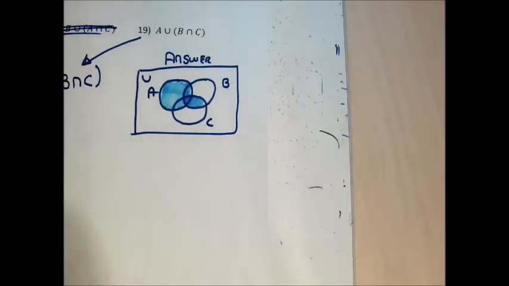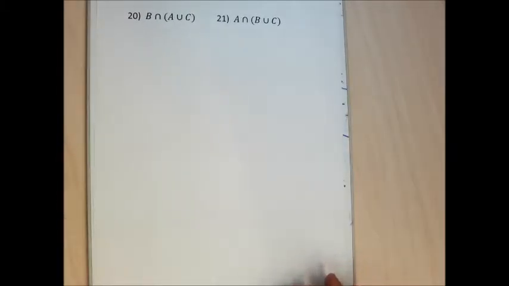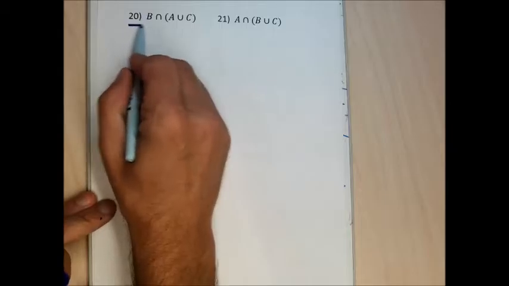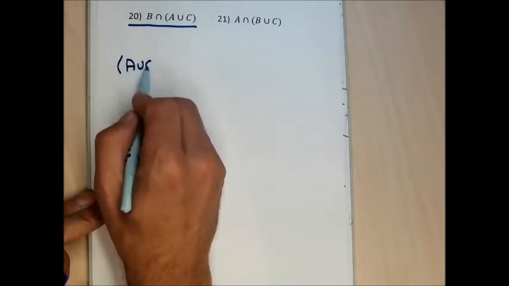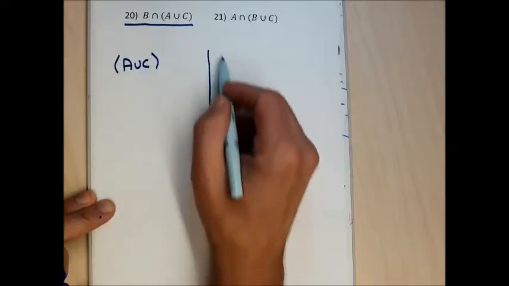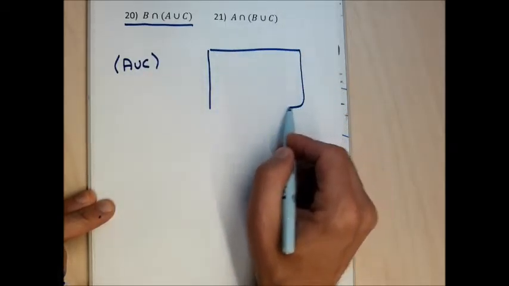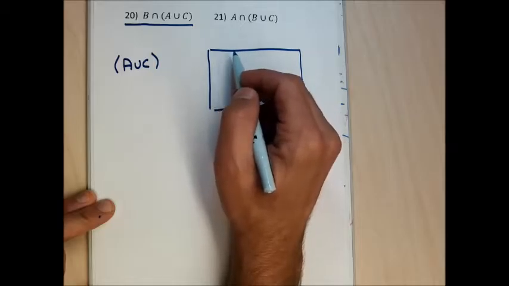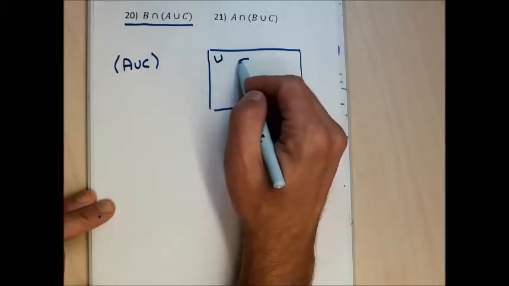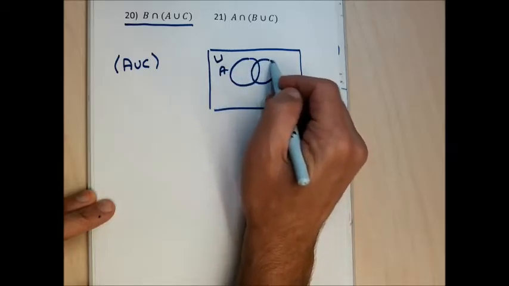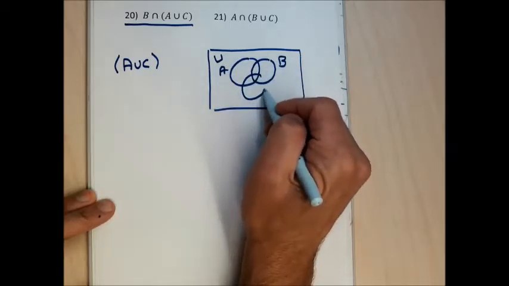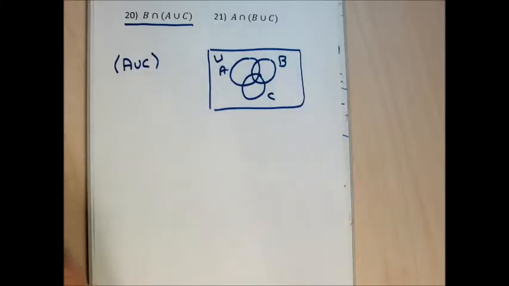So just a few more problems. Problems 20 and 21 are so similar. I'm going to do problem 20. I'm going to start off by doing the parentheses. The parentheses is a union, so I can do it in one color. I need to do A union C. I'm going to represent that in one color. So I have my universal set, my set A, my set B, my set C, and A union C.